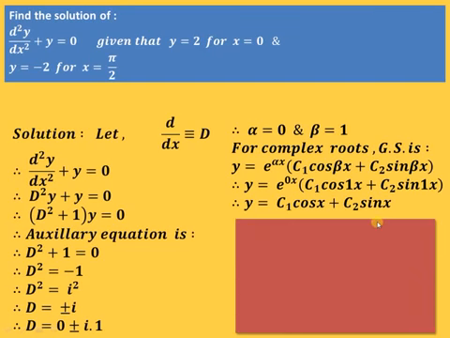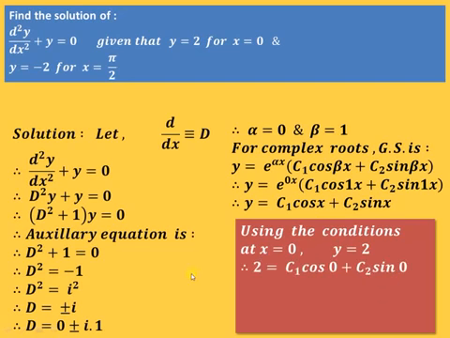Now we'll use these boundary conditions, which are our initial conditions given over here. The first condition is that at x is equal to 0, we have y is equal to 2. So that value we can substitute over here. In place of y we can substitute 2, and in place of x we can substitute 0. Therefore 2 is equal to c1 cos 0 plus c2 sin 0, and we know that sin 0 is 0 and cos 0 is 1, and therefore we get the value of c1 equal to 2.